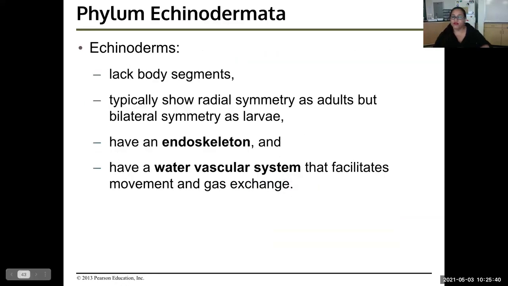The next phylum is called Echinodermata. So we're out of the arthropods now, and its 4 main classes. Back to phyla and the echinoderms. They do not have body segments. They typically show radial symmetry as adults, but bilateral symmetry as larvae. And these are the first animals to have an endoskeleton. Endo means inside. Our skeleton is inside of us, so we have an endoskeleton. These are the simplest animals to evolve an endoskeleton. They also have a water vascular system that facilitates movement and gas exchange. Always got to exchange that oxygen for something.